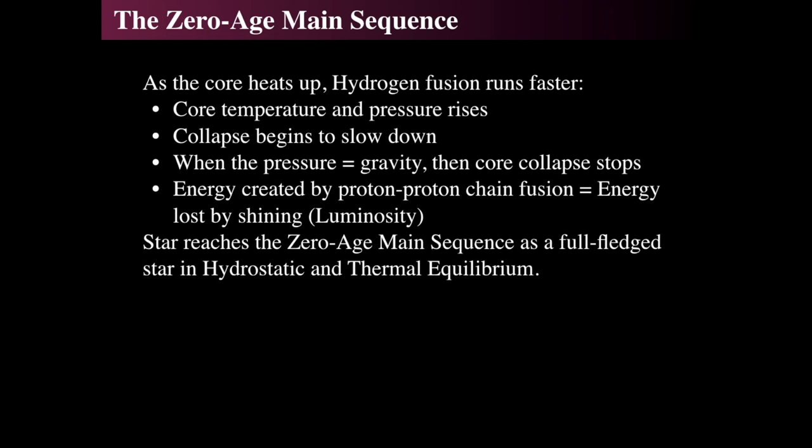until the luminosity of the star is balanced by the energy that's created in the core, you don't have thermal equilibrium. Once both have been achieved, with thermonuclear fusion in the core, you have hydrostatic equilibrium by pressure balancing gravity, and thermal equilibrium with the proton-proton chain providing the energy being lost by the luminosity. Then you have what's called a zero-age main sequence star, and for the sun it lives on the main sequence for 10 billion years before it starts doing things differently.